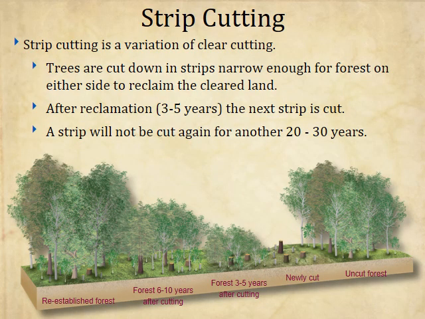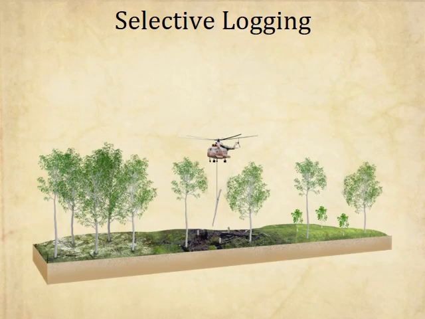Okay. Strip cutting is a variation of clear cutting. Trees are cut down in thin strips. Basically, you don't have a huge expanse that's cleared. It's cut down in strips, and that creates shade for that one specific area. Okay, and after reclamation of that area, like 3 to 5 years, the next strip is cut, and then the next strip will not be cut again for another 20, 30 years. This happens a lot in our commercial forests where these trees are planted specifically for lumber, pulp, whatever it is.